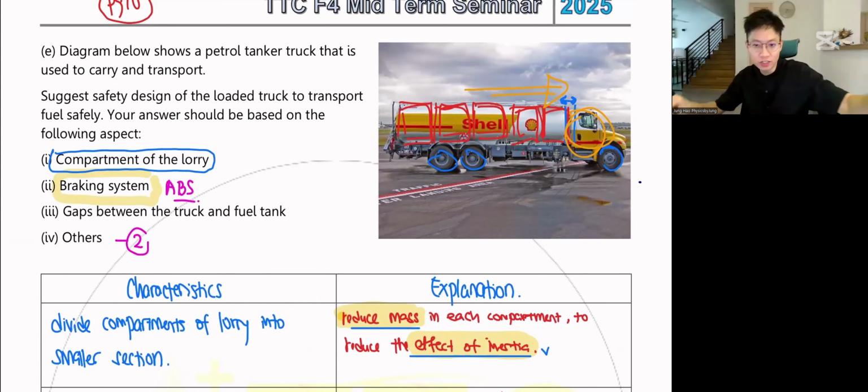Obviously, you want more tyres. Why do you want to have more tyres?